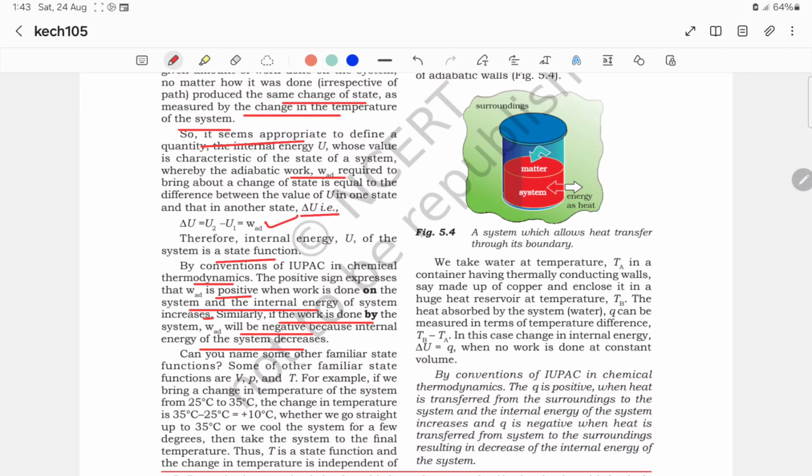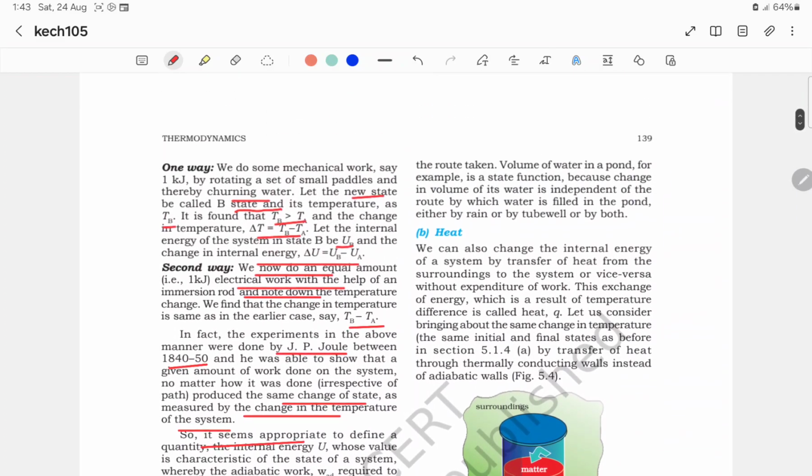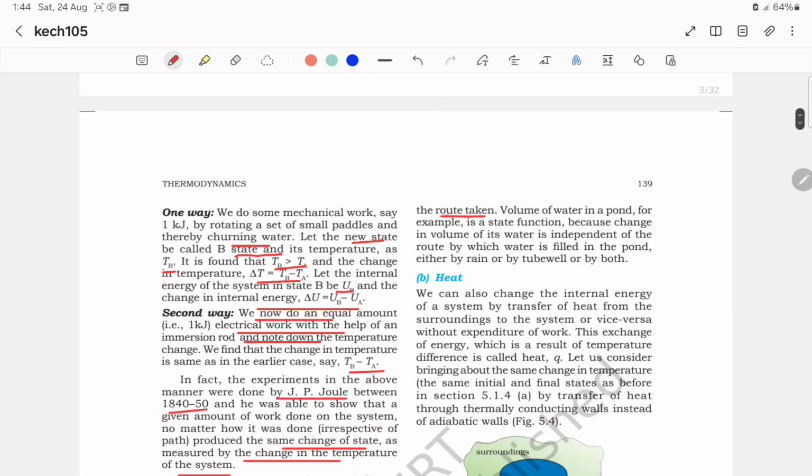So can you name some other familiar state functions? Some of the other familiar state functions are volume, pressure, temperature. For example, if we bring a change in temperature of the system from 25 degrees centigrade to 35 degrees centigrade, the change in temperature is equal to plus 10 degrees centigrade, whether we go straight up to 35 degrees centigrade or we cool the system for a few degrees and then take the system to the final temperature. Thus temperature is a state function and the change in temperature is independent of the route taken.